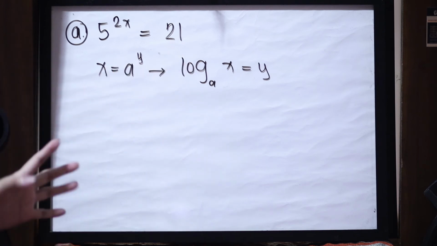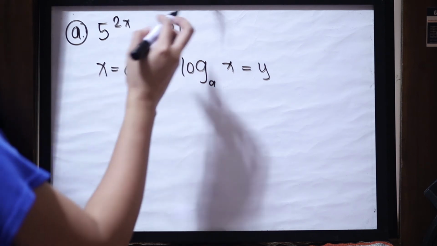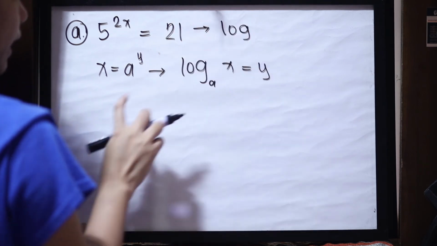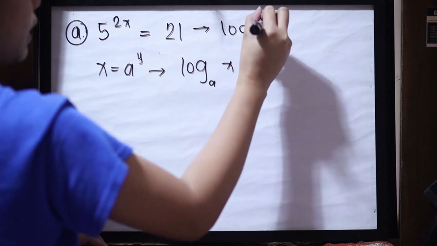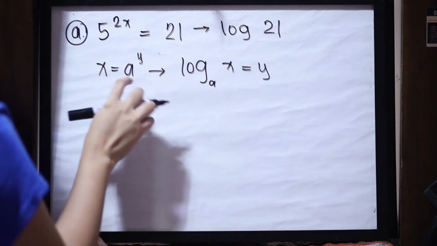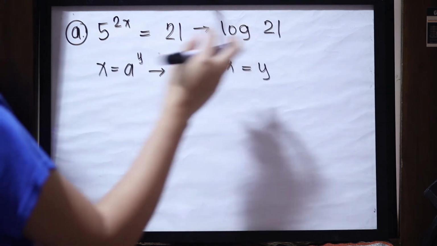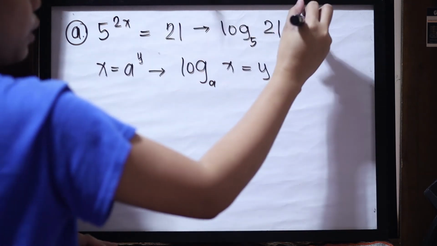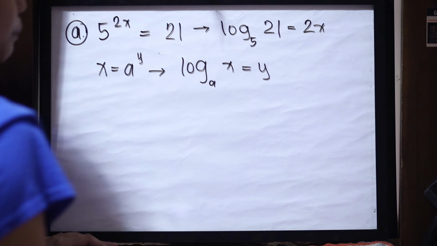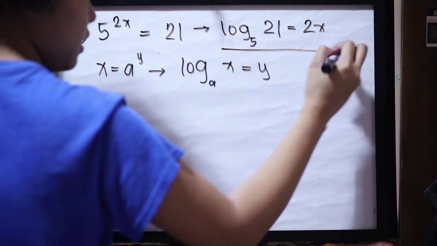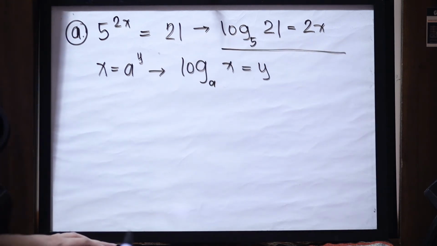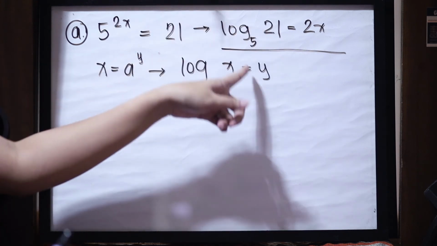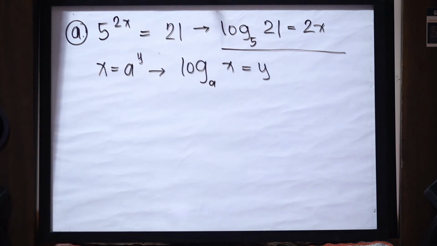So, using the logarithmic form, we can change this one as the logarithm of x, ano yung x natin? Yung 21. To the base a, ano yung a natin dito? Yung base mismo, which is yung 5, is equal to 2x. Tapos ngayon, from this, we will solve. Ngayon, ma'am, paano tayo makakapag-solve? We have to get the value of logarithm of 21 to the base 5 using your calculator.